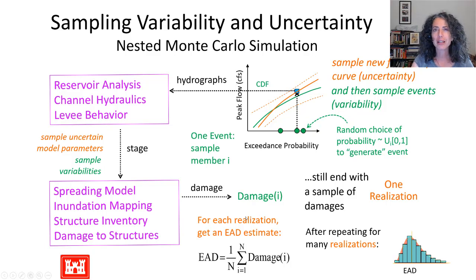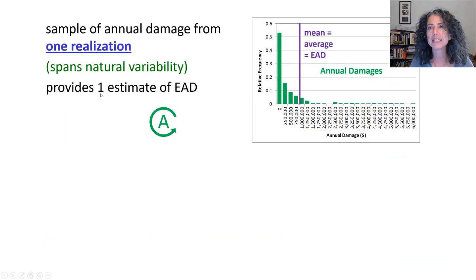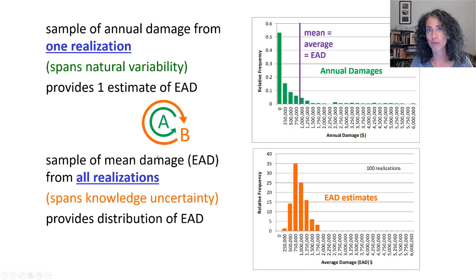Right? So to look at that in kind of a more summarized way, for each realization, I'm going to have a distribution of damages and therefore a mean damage that came from fleshing out all of my natural variabilities. For that realization, I had first sampled my knowledge uncertainties and had one instance of each of my knowledge uncertainties to compute this mean or EAD estimate. And then after doing all of my realizations, after doing many of the outer loops, I will have a large sample of EAD estimates to inform my EAD distribution, right? So the EAD distribution is going to be spanning the knowledge uncertainties.